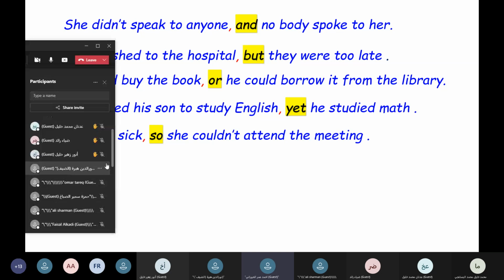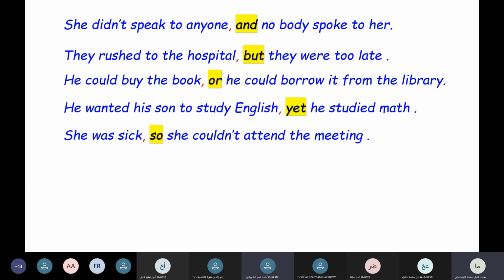Yes, mister, can you hear me? Yeah. Go ahead. Read the fifth sentence, please. Look at your screen. Yes, mister. She was sick, so she couldn't attend the meeting. Good. She was sick, so she couldn't attend the meeting.